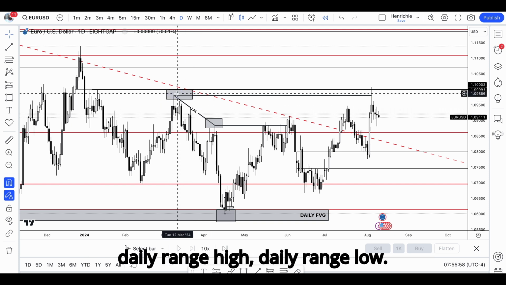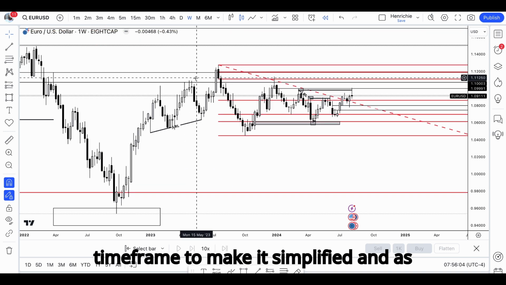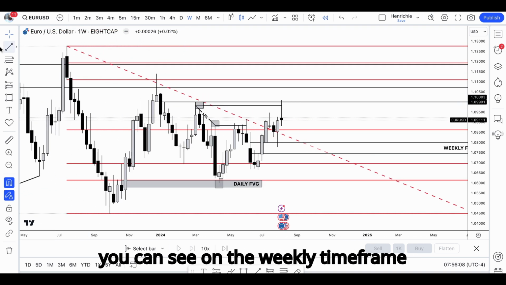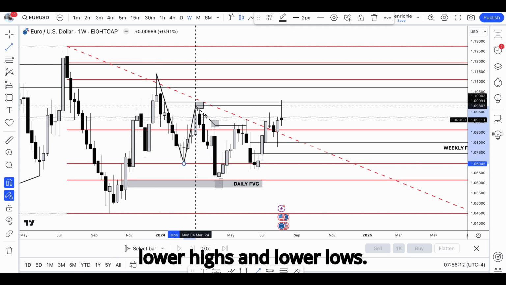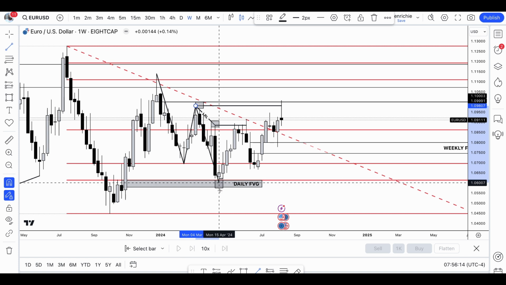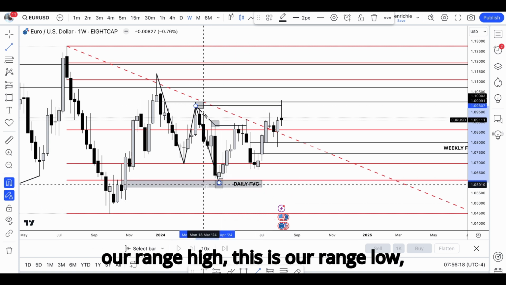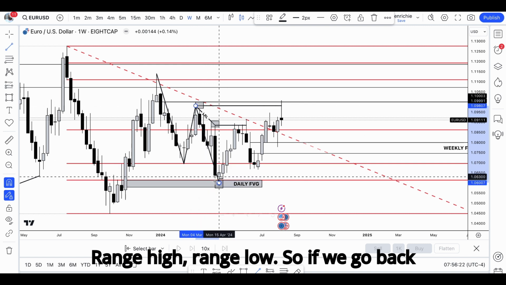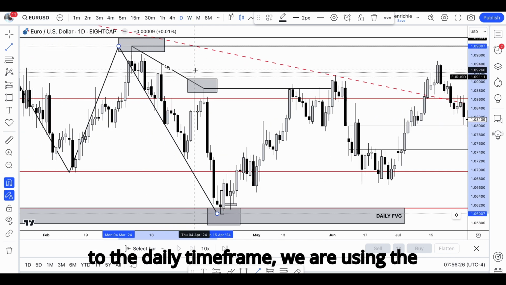Now, this is our daily range high, daily range low. Why is that? We can use the weekly time frame to make it simplified. As you can see on the weekly time frame already, price is creating lower highs and lower lows. You can see that. So that is why here is our range high, this is our range low. That is the range we're working with. Range high, range low.